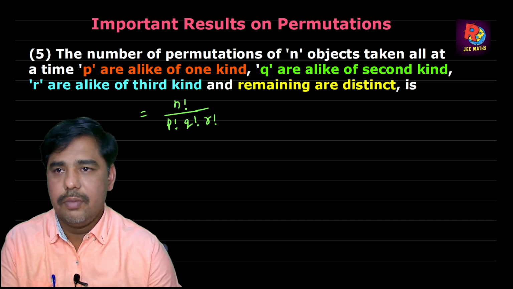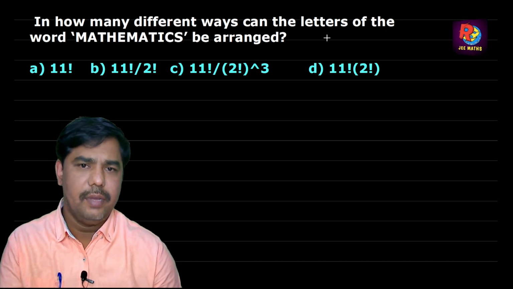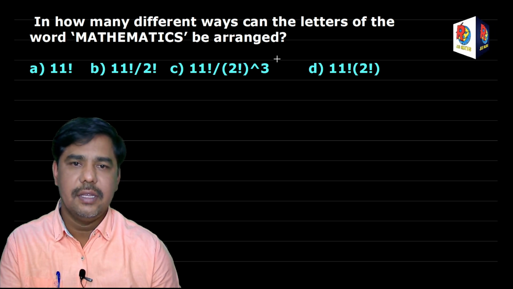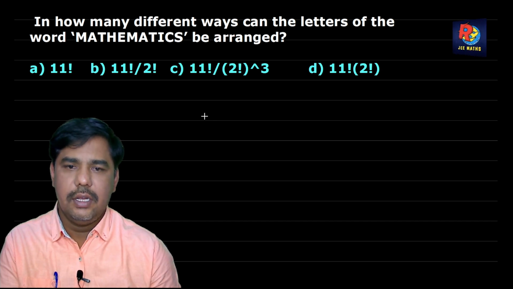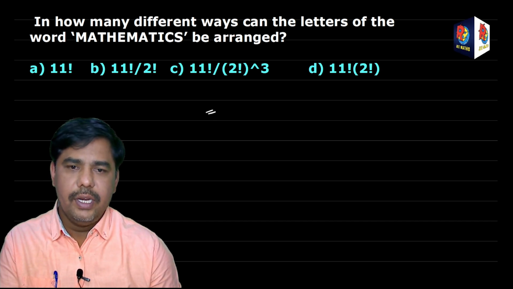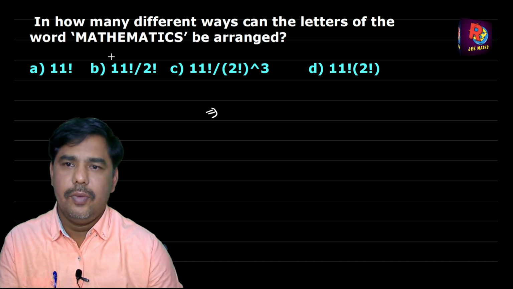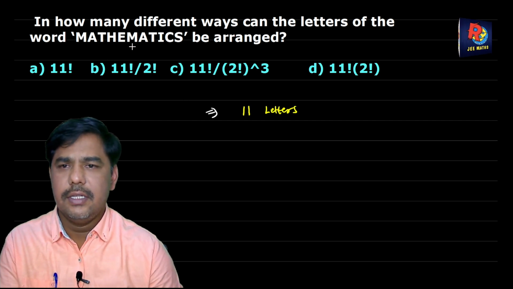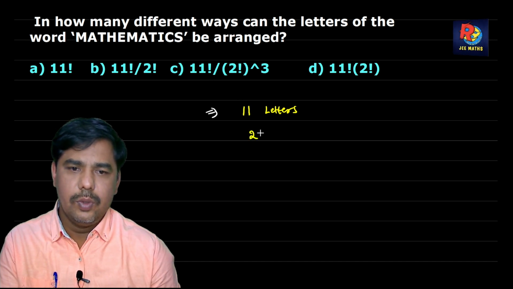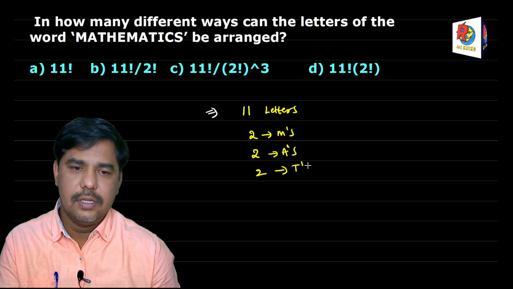I can take one more example, then you can understand clearly. In mathematics, in how many ways we can arrange this word MATHEMATICS? Just observe here. How many letters are there? 1, 2, 3, 4, 11 letters are there. Total letters are 11. In these 11 letters, how many M's are there? 2 M's, 2 A's and 2 T's.